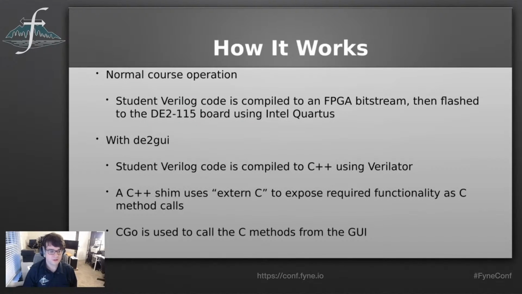So how does this work? During the normal version of this course, the student Verilog code is compiled to an FPGA bit stream and then uploaded to those development boards using Intel Quartus. When we're using DE2 GUI instead, we compile the student's Verilog code to a C++ simulation library using Verilator, which is another open source tool. I've then written a C++ shim that uses some extern C methods to expose necessary functionality as C method calls, which is needed because CGO doesn't know how to talk directly to C++. Finally, we write the actual GUI, which I showed the screenshot of, using Go, and then that calls into the student's code as a C library using CGO.